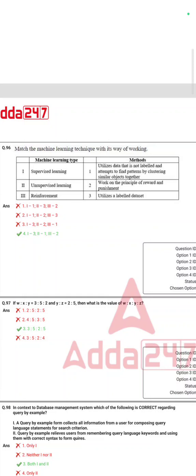Which statement describes the machine learning techniques and their way of working? Supervised learning utilizes labeled datasets. Supervised means things that are known, so labeled datasets. Unsupervised learning utilizes data that is not labeled and attempts to find patterns by clustering similar objects together. Unsupervised learning means data that is not labeled; we try to find objects that are alike and cluster them.